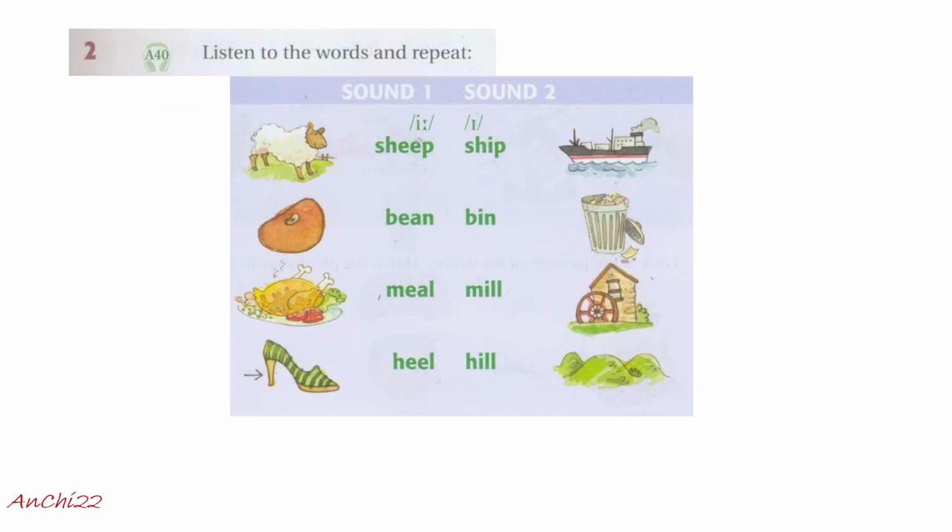2. Sheep, ship. Bean, bin. Meal, mill. Heel, hill.